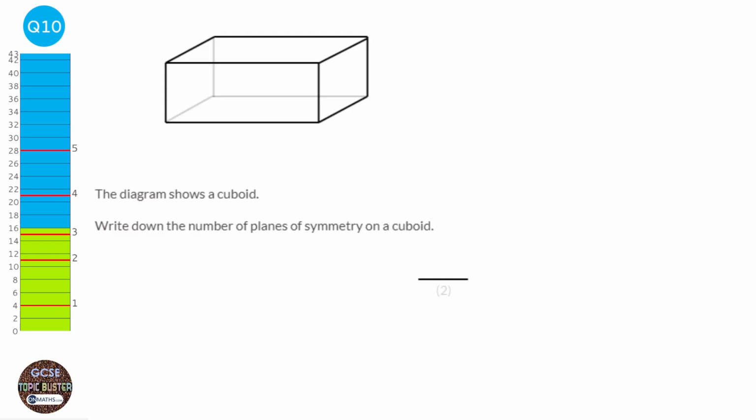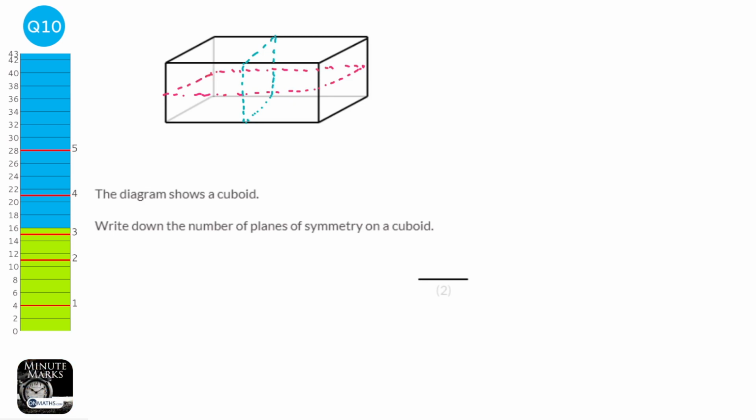A plane of symmetry is anywhere you can cut a three-dimensional shape, in this case a cuboid, and put it up against a mirror and it looks like the original shape. So if we were to cut the cuboid here and then put it up against a mirror, it would look like the cuboid again. Similarly, if we were to cut it along here, it would look like the original cuboid again.